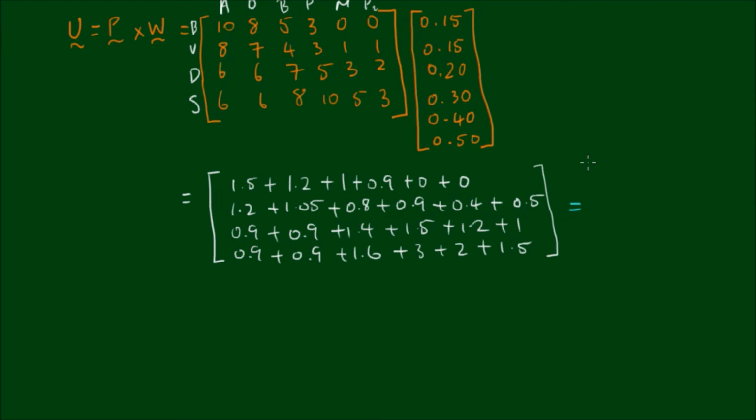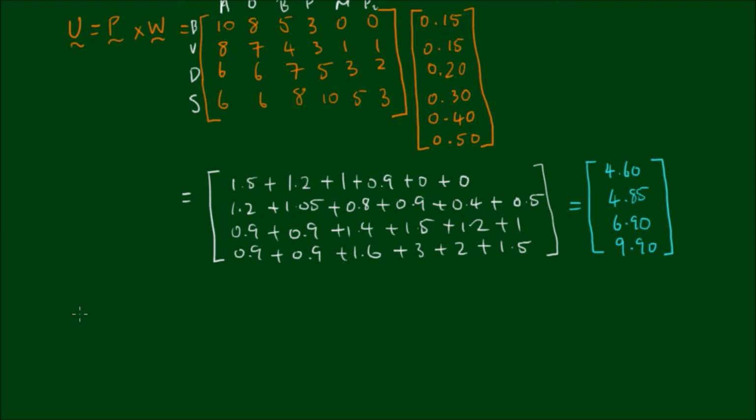so again, adding up these numbers, the price for the basic pack is $4.60. The price for the variety pack is $4.85. The cost of the deluxe pack is $6.90. And the cost of the super pack is $9.90. So each package of fruit costs the store these prices. Alright, let's do one more matrix product. Let's find the multiplication of the M matrix by the U matrix.